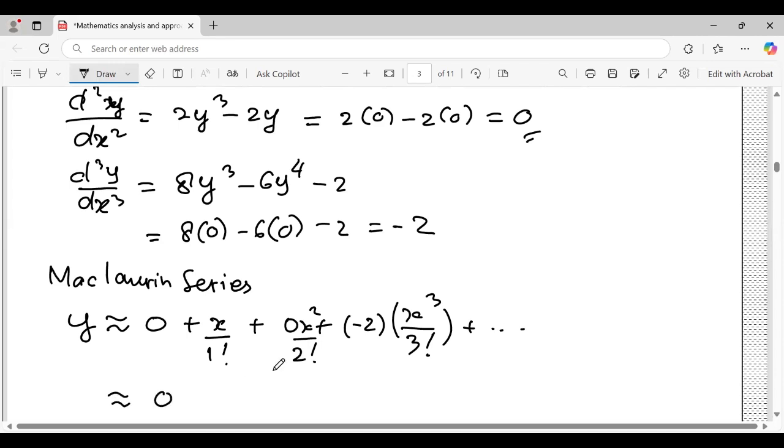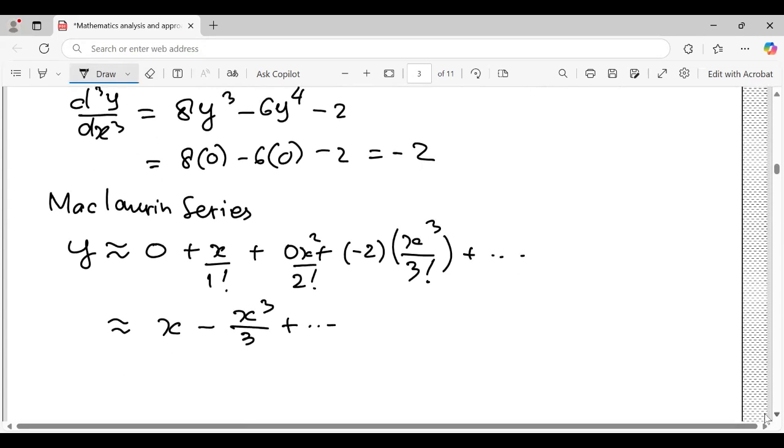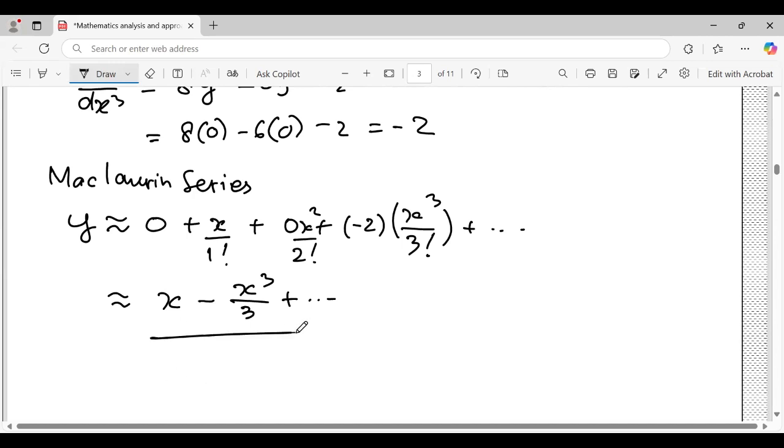So it's going to be 0. No need to write 0. This is x. This is 0. Minus 2 divided by 3, x cubed over 3. So this is the Maclaurin series with x cubed.